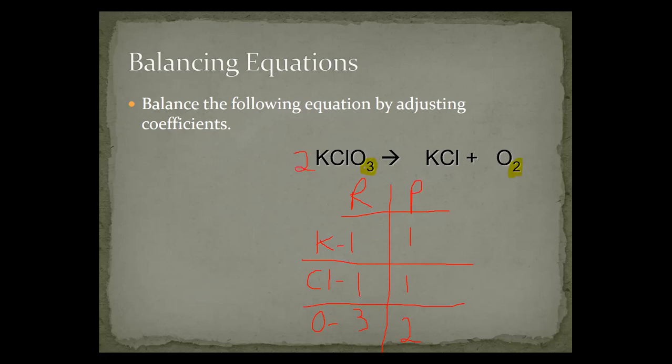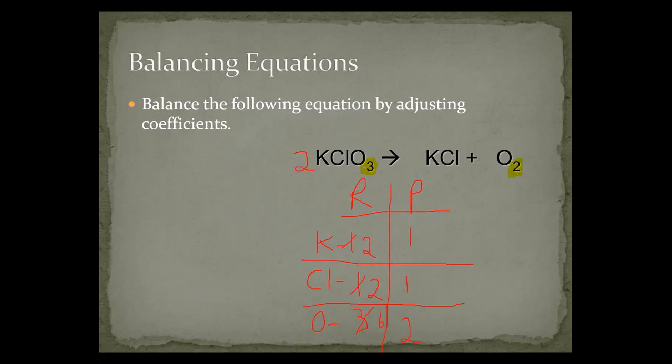Now this changes the whole side, not just the oxygen, right? So now I got to go through and recount all my atoms on this side. So 2 times 1 now gives me 2 potassiums. 2 times 1 chlorine gives me 2 chlorines. And 2 times 3 oxygens gives me 6 oxygens. Now I do my check. 2 and 1, 2 and 1, 6 and 2. So this is still not balanced.